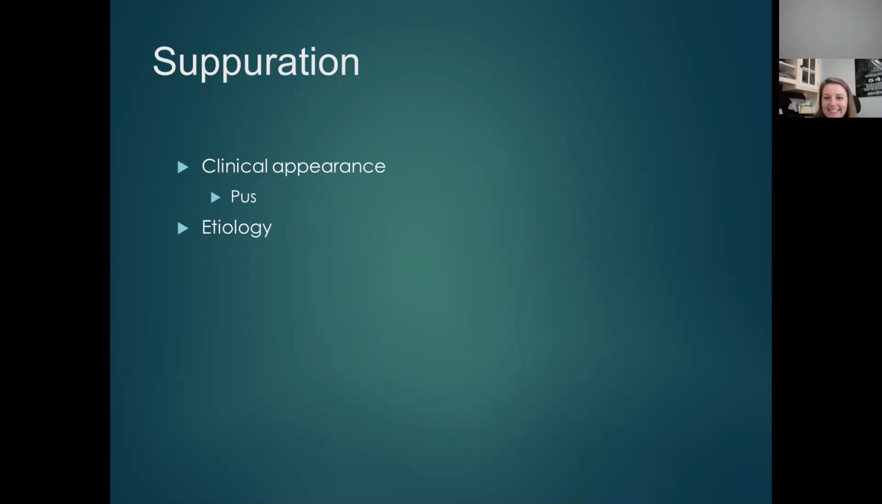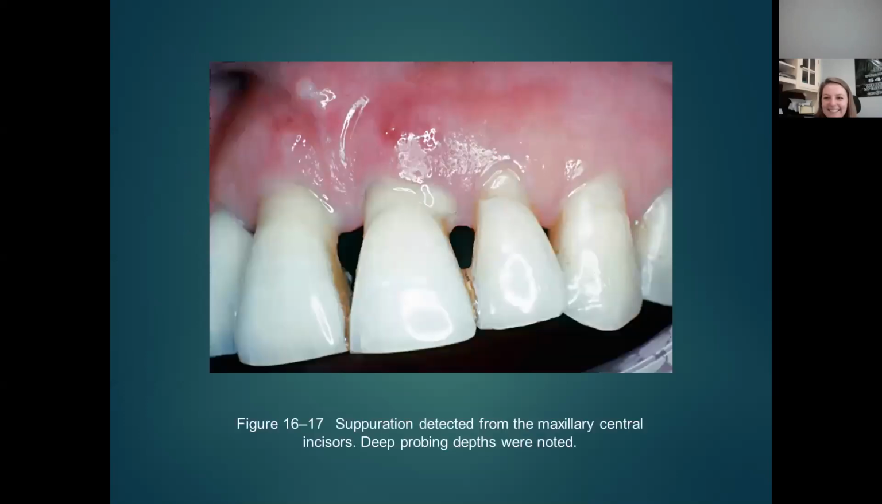Is there separation or is there not? Separation is pus. Whenever there's pus, you want to be investigating why. Is it because there's infection in the pocket? Is there something else going on, like a periodontal abscess or an endodontic abscess, something like that?